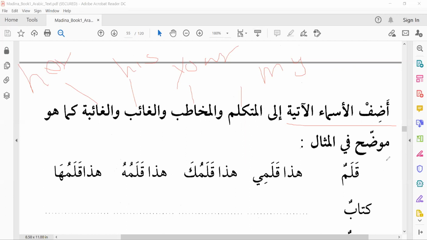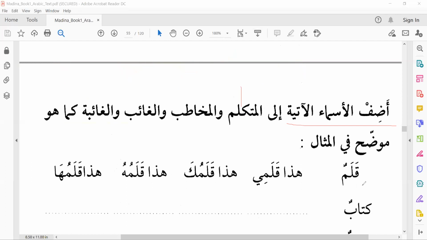Okay. Kama huwa muwaddihun fil mithali, like the one explained in this example. So, adifil asma al-atiyata ila al-mutakallimi wal mukhatabi wal ghaibi wal ghaibati. Join the following nouns to the first person pronoun, second person attached pronoun, and third person masculine and feminine pronouns. Let's look at the example.